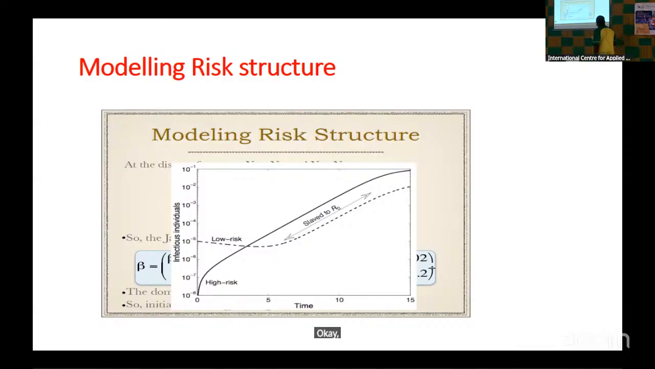Okay, so here we have the infectious individuals over this time, 0 to 15 years, and then you have the low risk and the high risk. For this particular group, what you focus on majorly is the prevalence: the prevalence of the low risk over a period of time, and the prevalence of the high risk over this period of time.